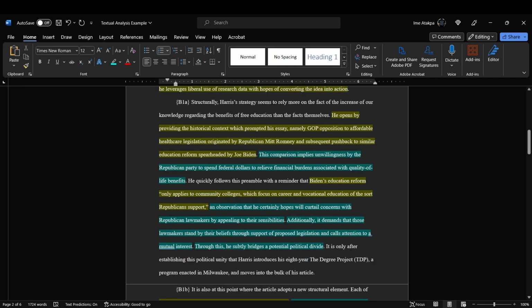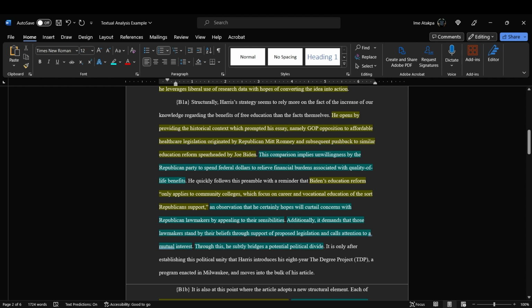And as I move down here, you can just see how this is divided, broken up into these yellow and blue highlights. Again, I want to make sure that it's clear that you can't just point out what's happening rhetorically. Explain it. So here he opens by providing historical context. This comparison implies unwillingness by the Republican Party to spend federal dollars to relieve financial burdens associated with quality of life benefits. That's what he's accomplishing by making this statement that I address in the previous sentence. So that's why I point that out.